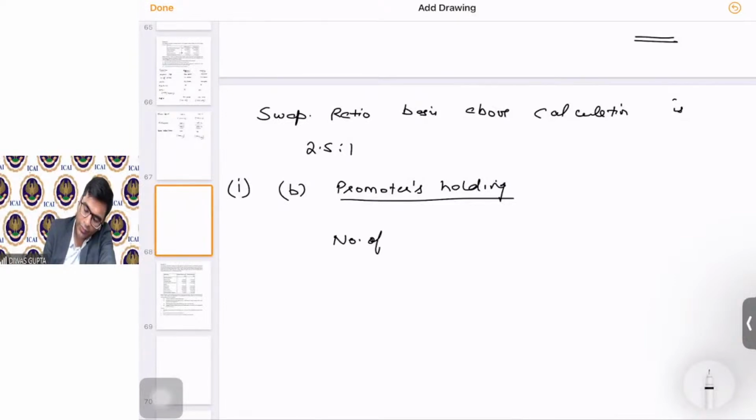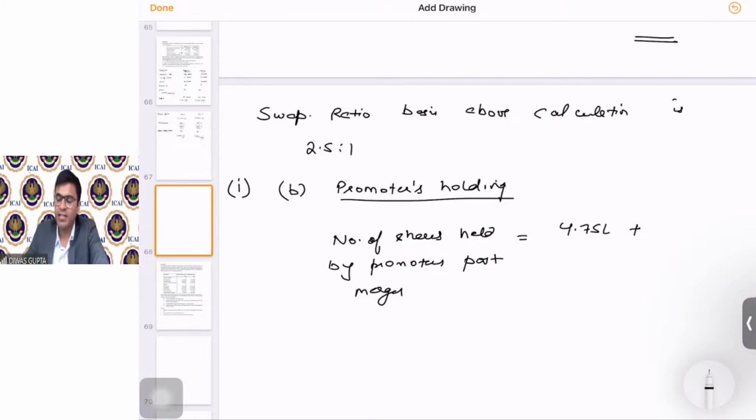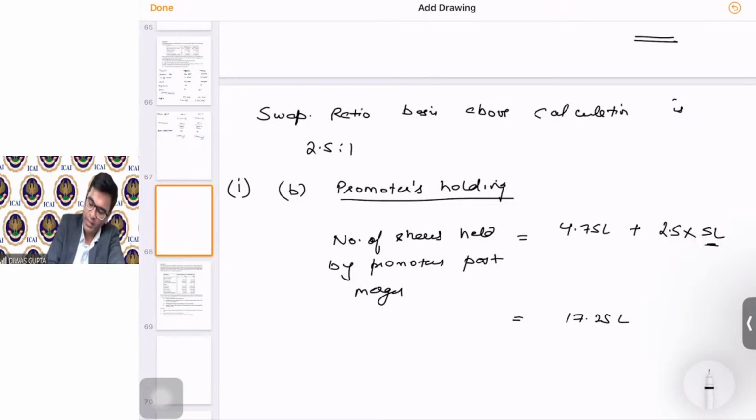So the number of shares held by promoters post merger is equal to 4.75 lakhs, which were the initial amount, right? And in 5 lakhs, we have to issue 2.5 times the number of shares, because 5 lakhs was the promoter holding in the previous company. So for every 1 share, the promoter will get 2.5 times. In totality, 2.5 into 5 is 12.5 plus 4.75, so this becomes 17.25 lakhs.